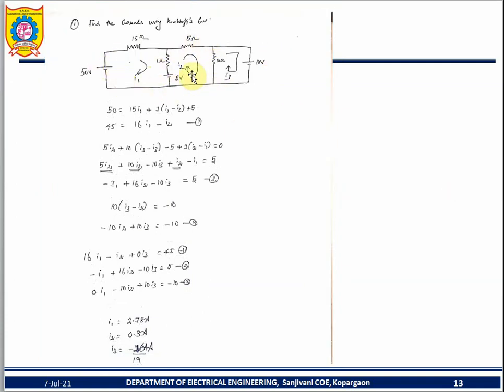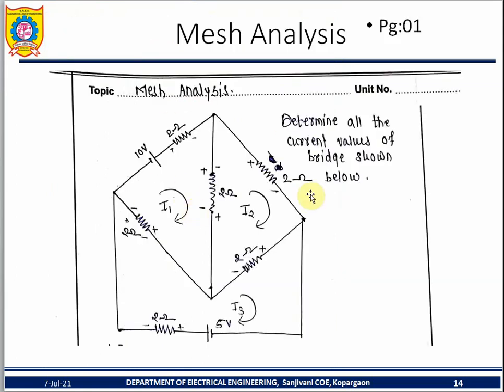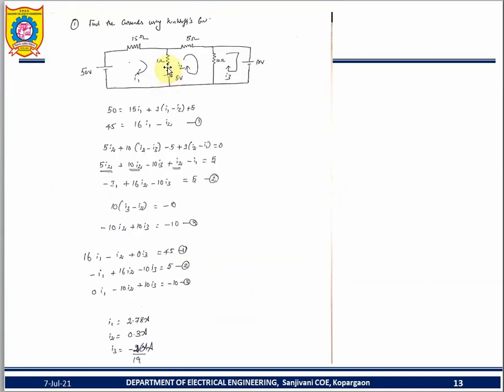One room, second room, third room. Similarly, in the circuit, how many rooms are there? One room, second room, third room. Then you give your order, your numbers 1, 2, 3. You will assume your arrow, clockwise or anti-clockwise. You can assume, that is no problem. So this is anti-clockwise, this is clockwise, this is anti-clockwise. Okay, no problem.